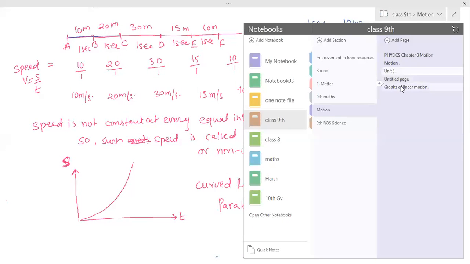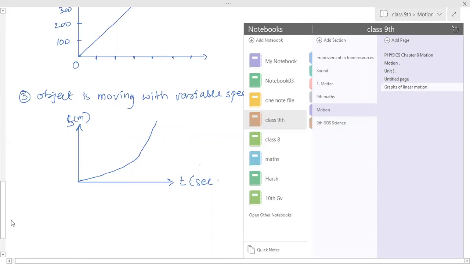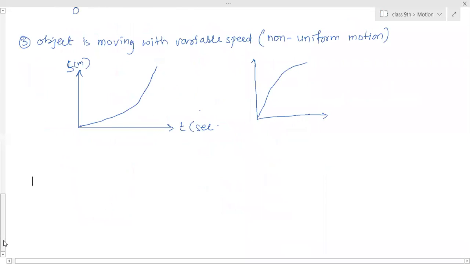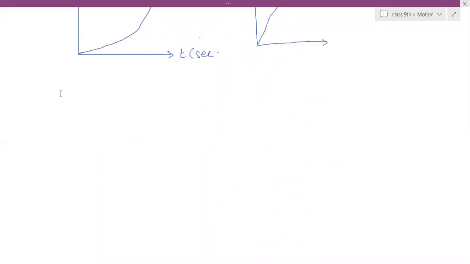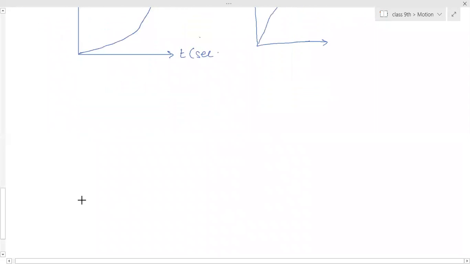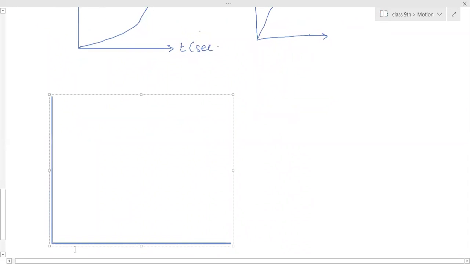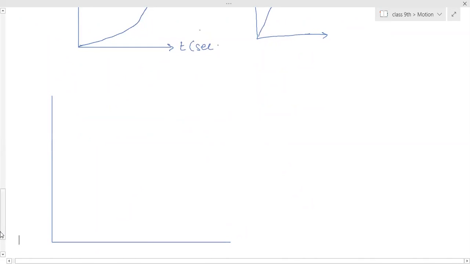So this way, from this graph, some information we have to find out. Now I will give you one example. Tell me the types of motion taken place by the object. One object's graph is shown, its motion. A person started riding a cycle from the origin, starting from rest, and his motion is seen like this.